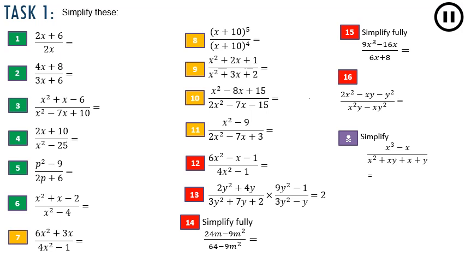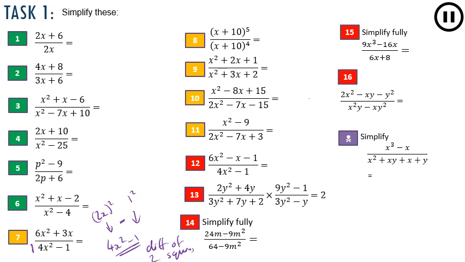If we look down at number 7, it may look really tricky to start off with, but for the 4x squared take away 1, that works as the difference of 2 squares. Because here we've got 2x squared, and here we've got 1 squared, and they're separated by a takeaway.